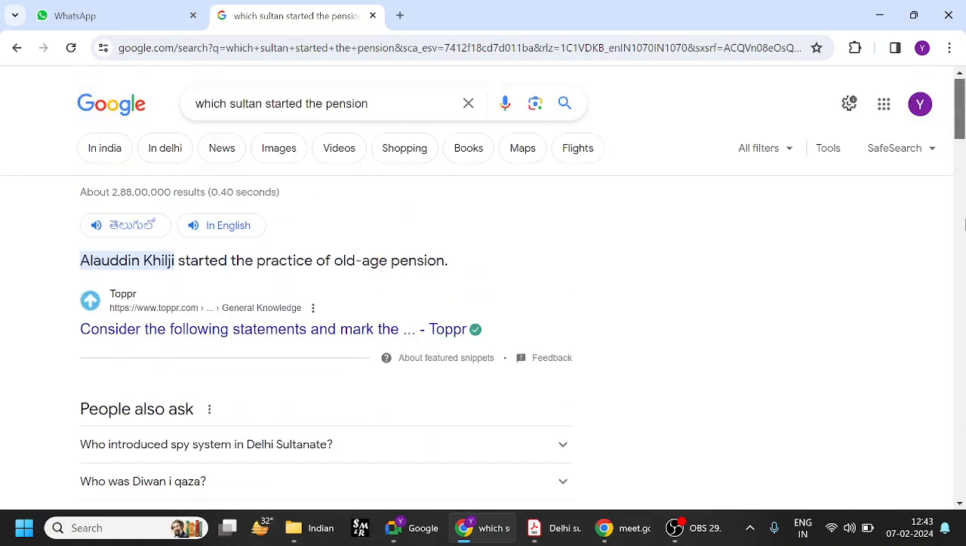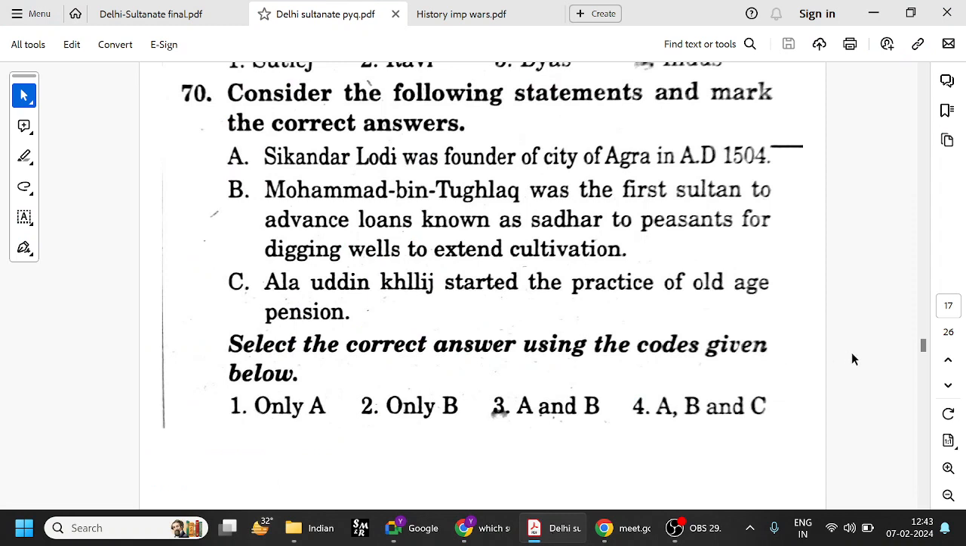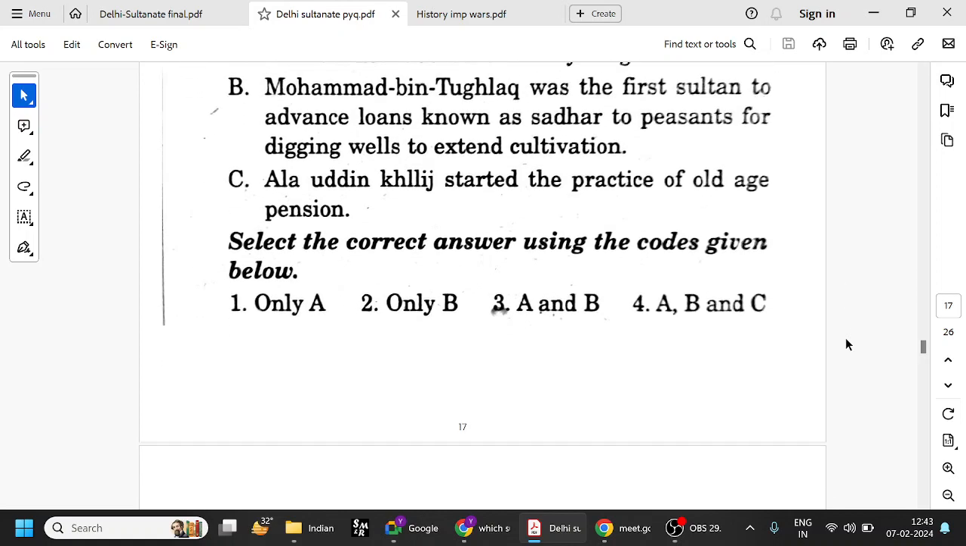So nothing much is mentioned about that. We have seen the pension system also, right? Some Diwani something, Kaisrat, charitable institution, etc. Anyway, so try to remember. Alauddin Khilji started the practice of old age pensions also. Fine. Try to remember all those 3 points.